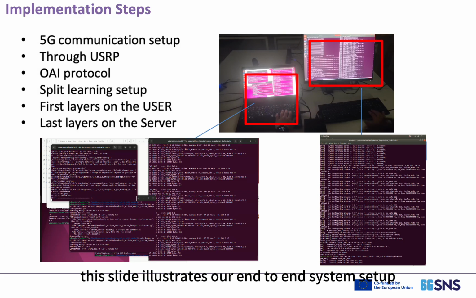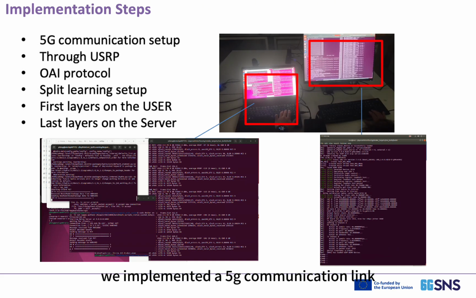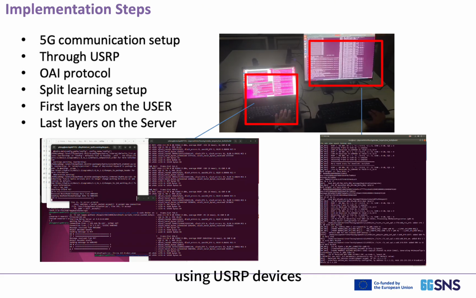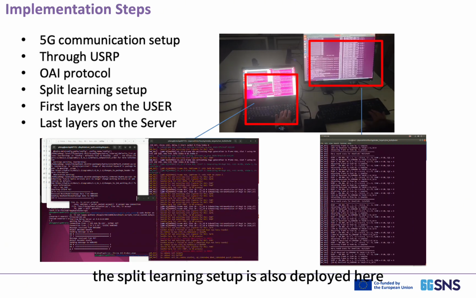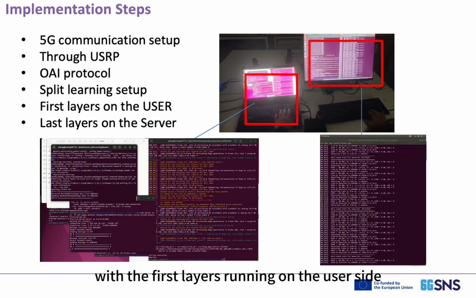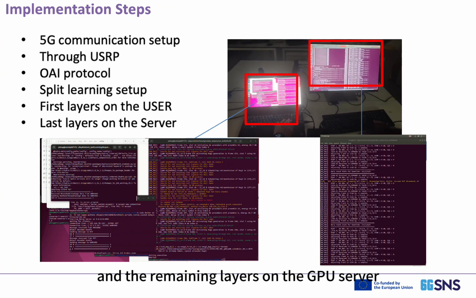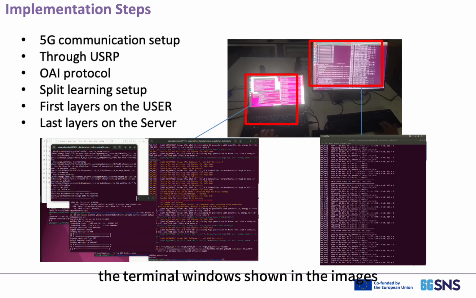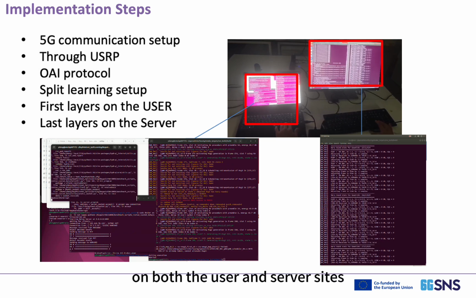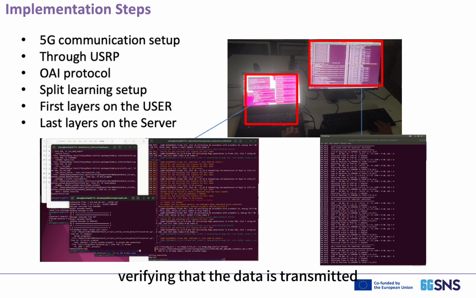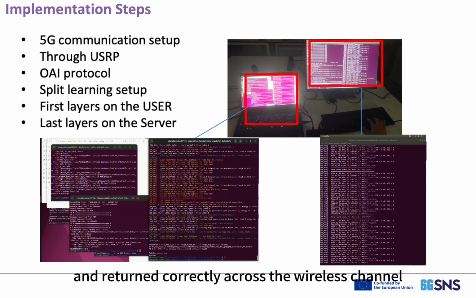This slide illustrates our end-to-end system setup and its runtime environment. We implemented a 5G communication link using USRP devices and the OpenAir interface, OAI, protocol stack. The split learning setup is also deployed here, with the first layers running on the user side using a CPU-based device, and the remaining layers on the GPU server. The terminal windows shown in the images demonstrate the real-time execution of training processes on both the user and server sides, verifying that the data is transmitted, processed, and returned correctly across the wireless channel.